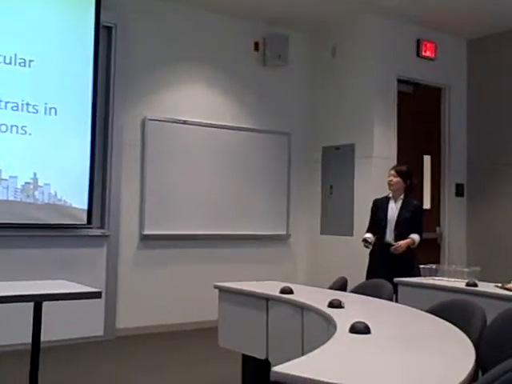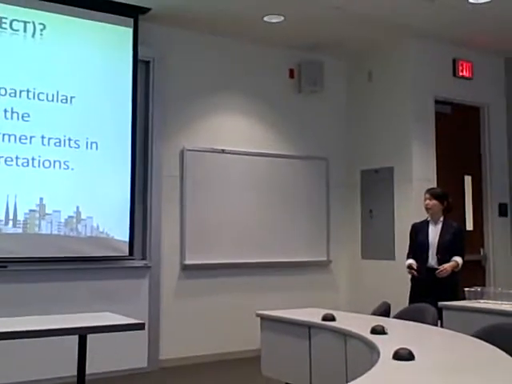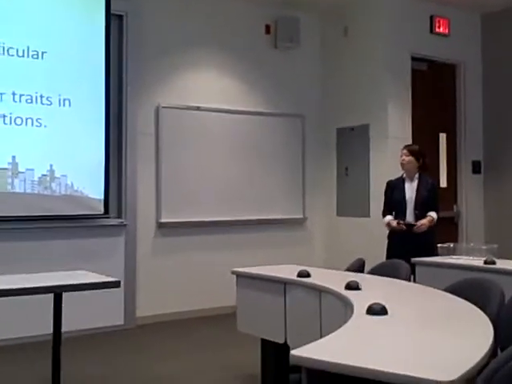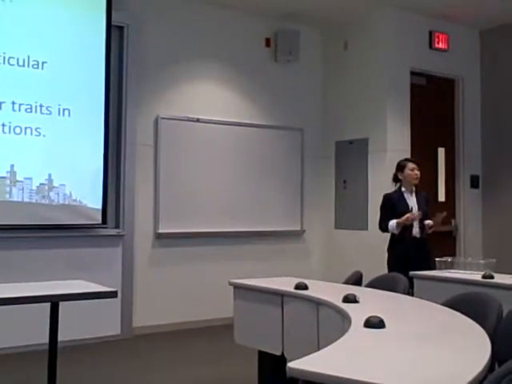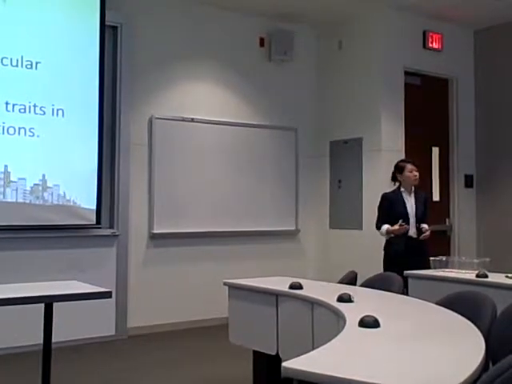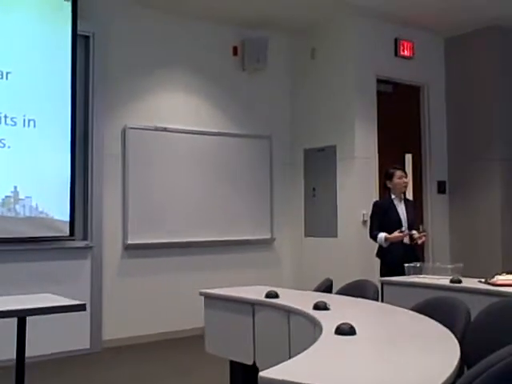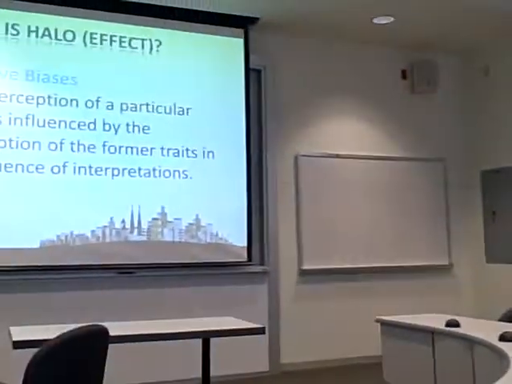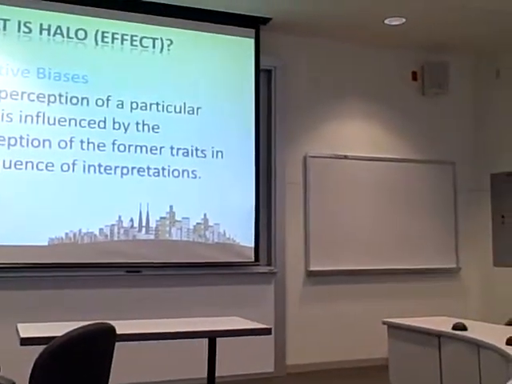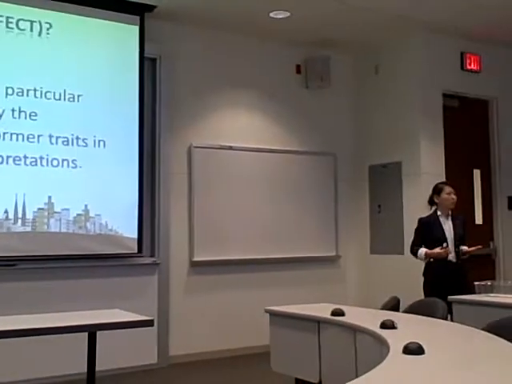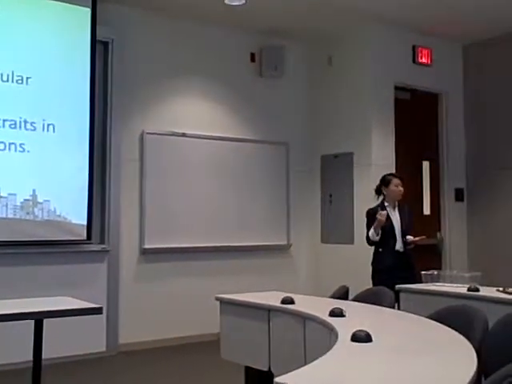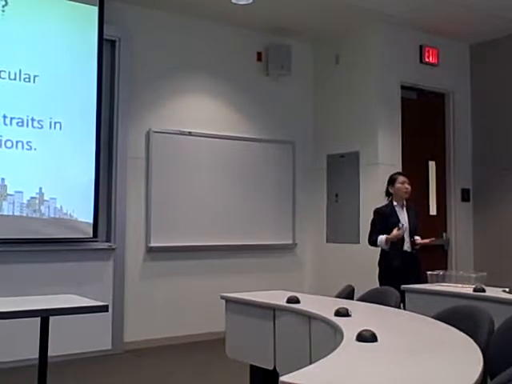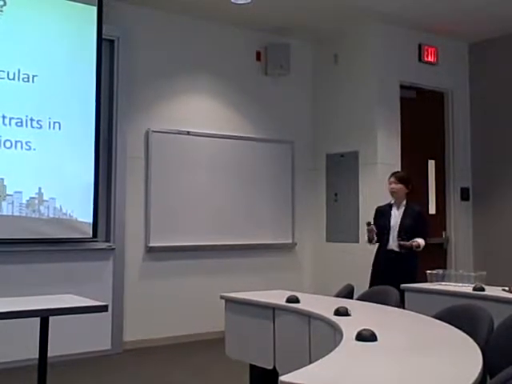So the definition of the halo is a cognitive bias, in which the perception of particular traits is influenced by your previous traits or perception of the traits, which gives you an interpretation of the current issues. Here we have to pay attention to perceptions and interpretation. It's actually happening within your brain, so it's a cognitive understanding of the current issue.